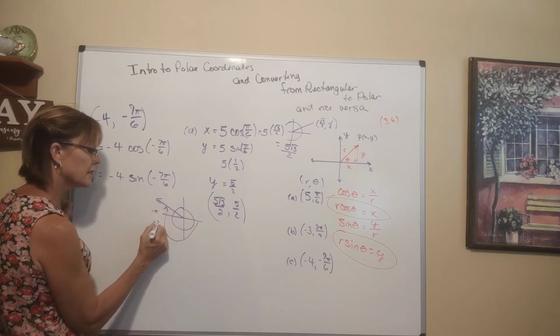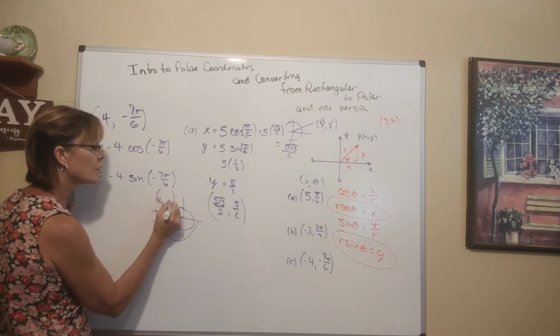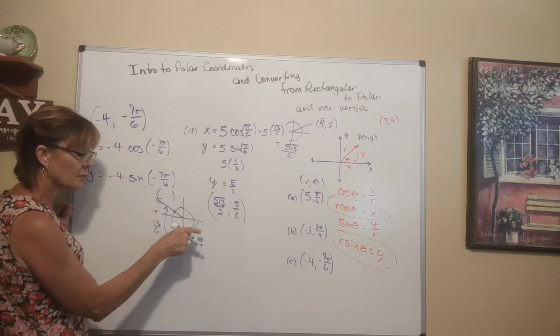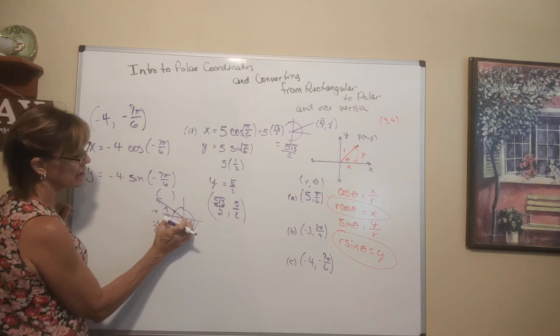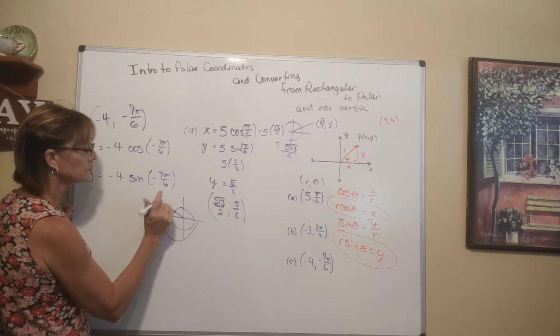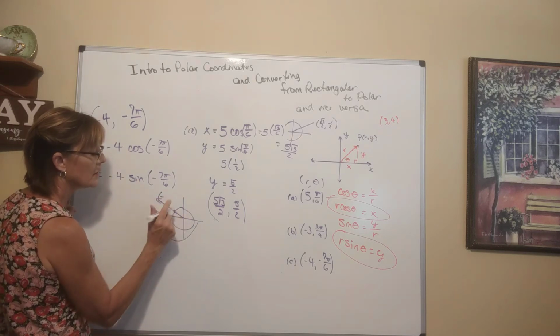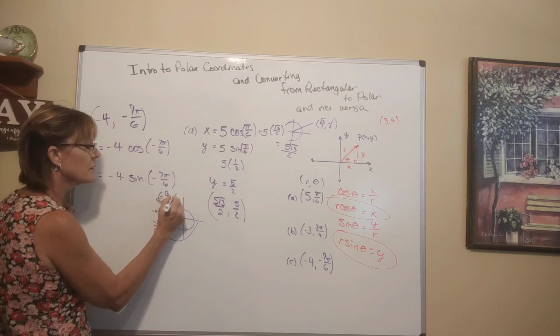This is -7 pi over 6. So what are the sine and cosine of this angle? Well, really, if we think in positive terms, this is 5 pi over 6. So the x coordinate here is negative square root of 3 over 2 and the y is positive 1/2.